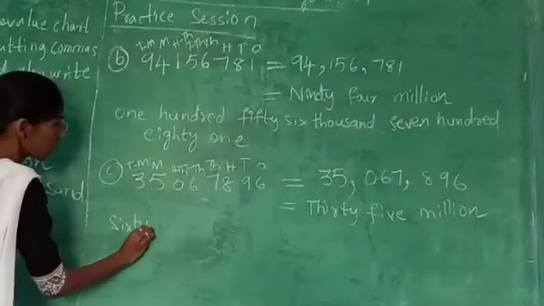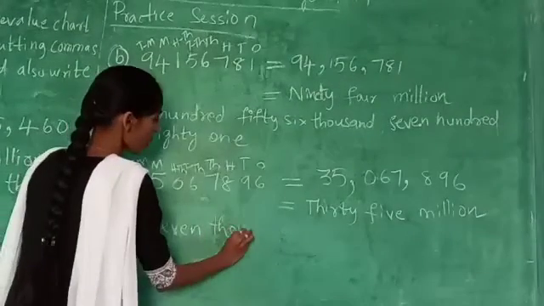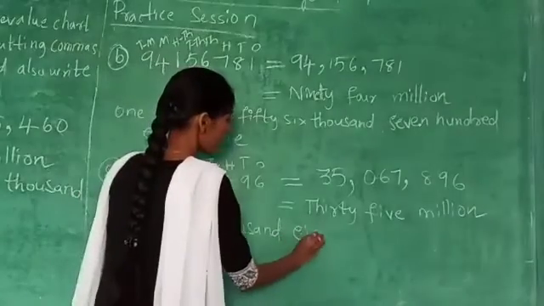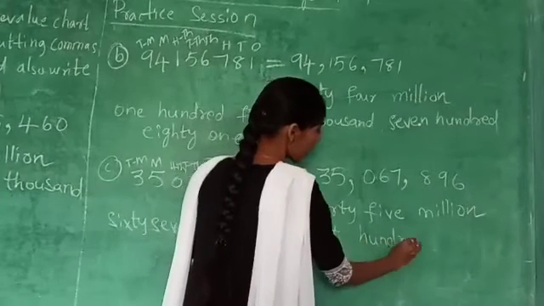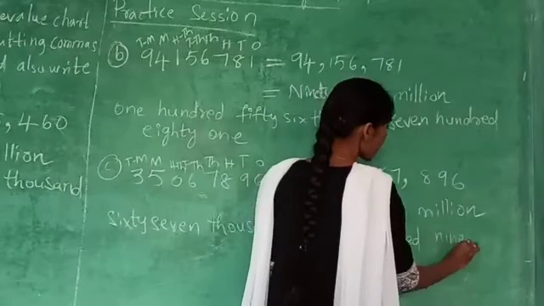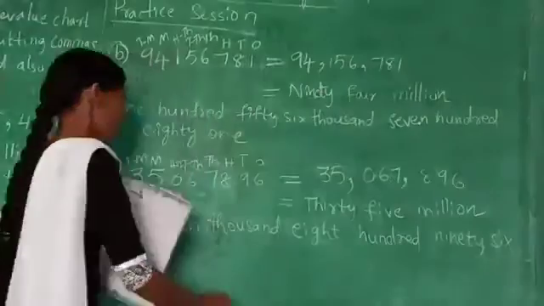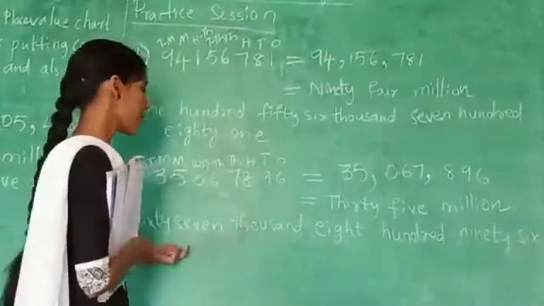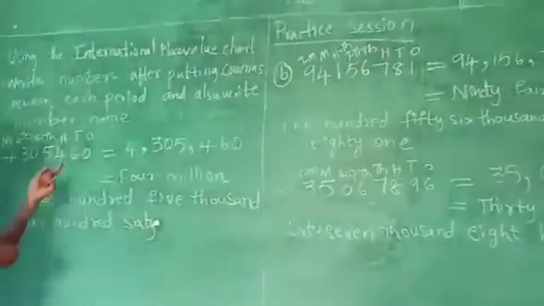67, 1000 is 67,000, 800, 90, 6. Okay, now see, 35,067,896. This is the numbering of the given number. This is using the international place value chart.